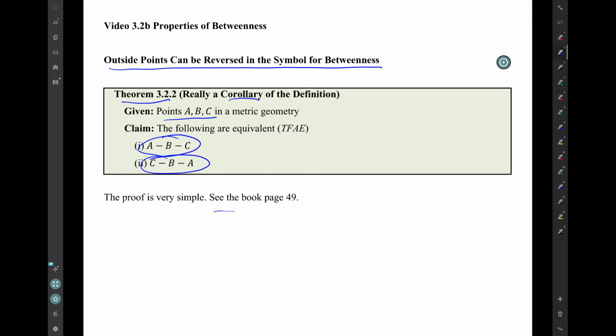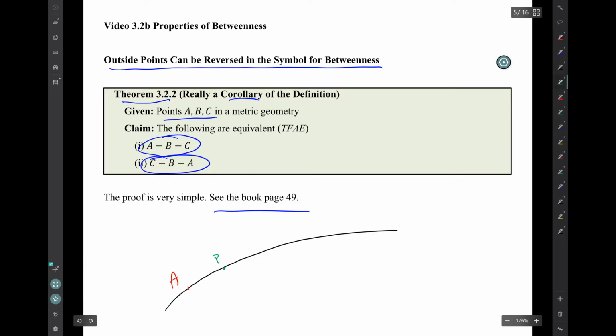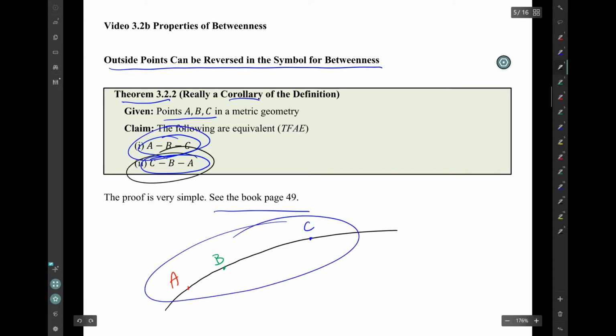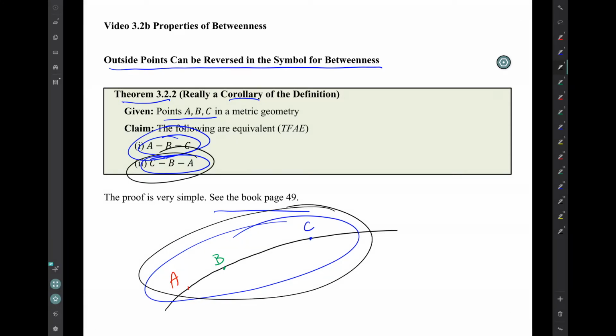Now the proof is very simple. I'll let you read the book for that. But it's nice to have an illustration. An illustration of A-B-C could be this picture. An illustration of C-B-A could be the same picture. So it makes sense that those two things are equivalent.